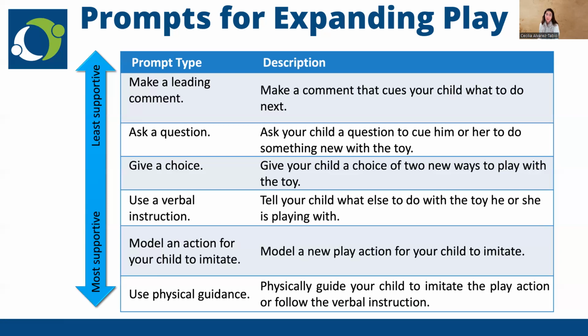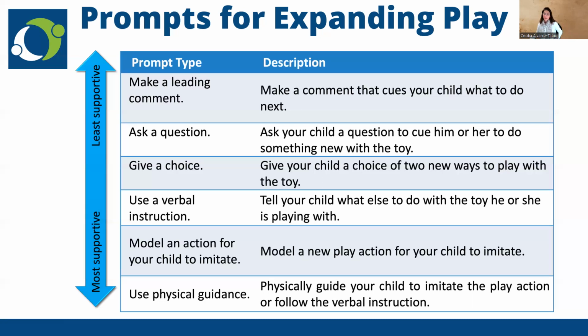You can teach your child to play more creatively by using a verbal instruction to tell your child to do something else with the toy. For example, if your child's pushing a train, you can offer your child a toy tiger and say, "Give the tiger a ride." Be sure to follow your child's lead and give directions that center around the activity of his choice. This prompt is helpful for children who may have difficulty responding to the less supportive prompts.